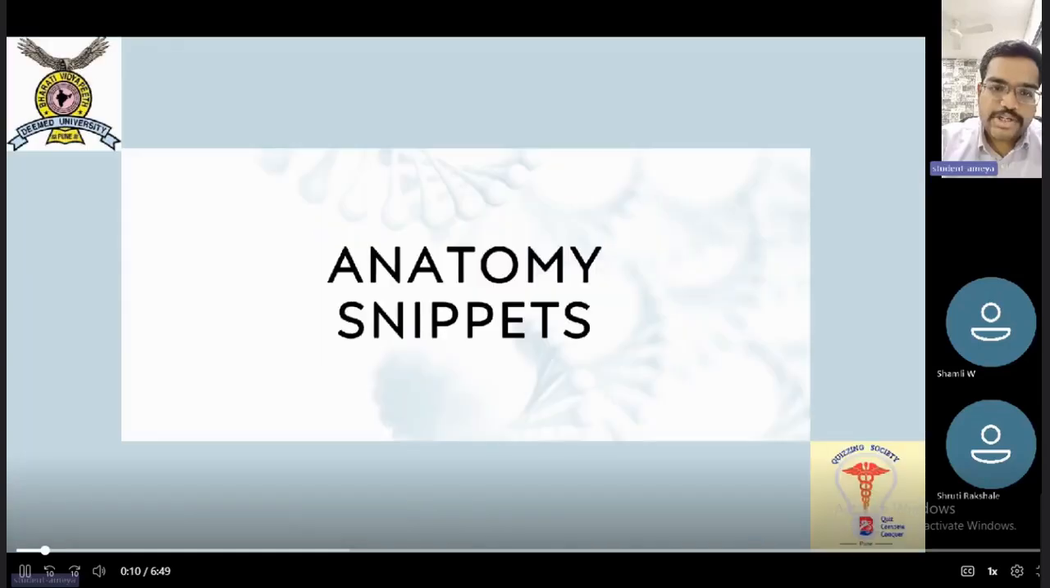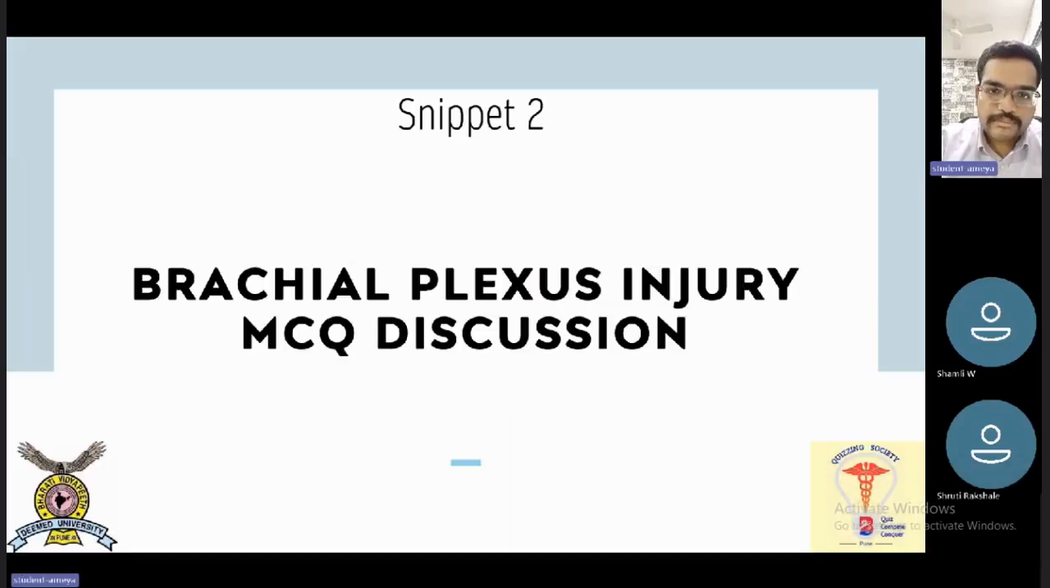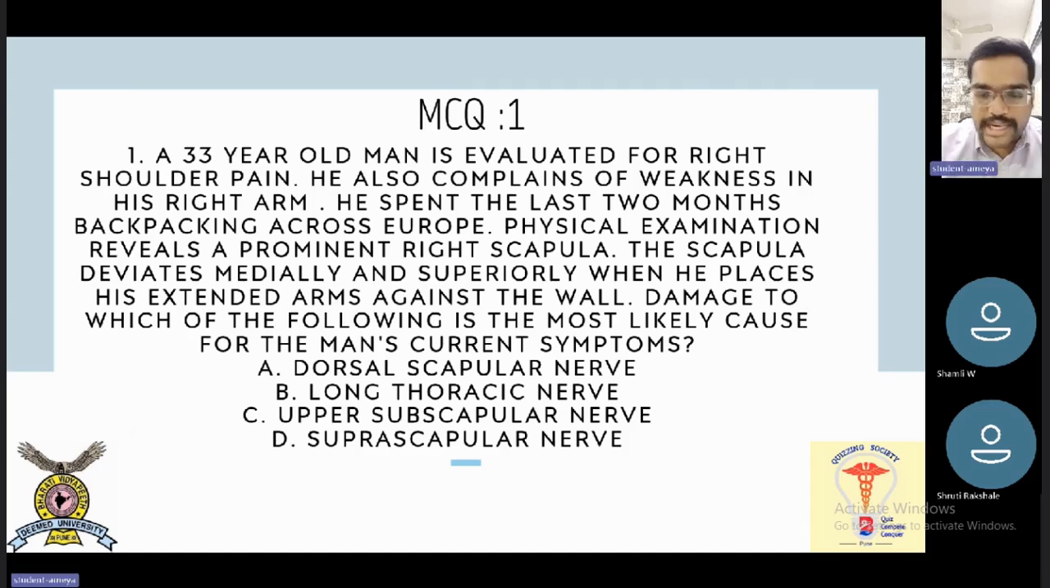Brachial plexus injury MCQ discussion. In the last snippet, we talked about the brachial plexus injuries. We have also briefly discussed the branches of the various cords of the brachial plexus. I've given you the mnemonics.